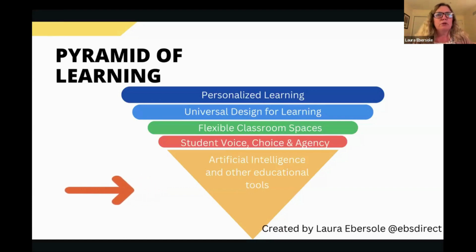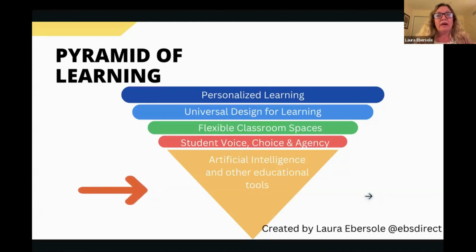We also moved into a new building, so we're looking at flexible group spaces. How can we use that and promote student voice, choice, and agency? With all of those things pushed together, we know where AI fits. AI has to fit under that umbrella and our other educational tools that we are using. So that's our main focus for AI.